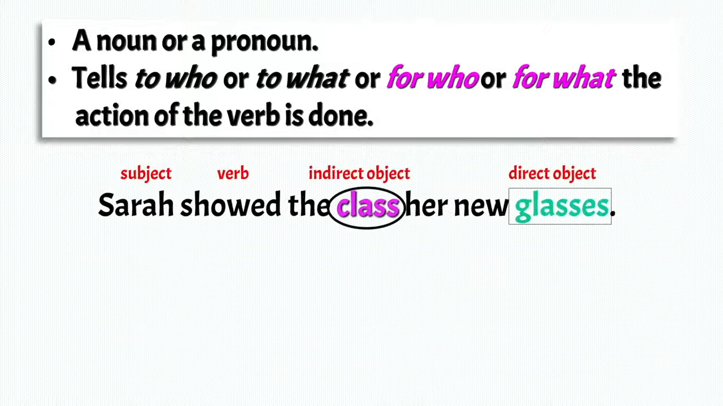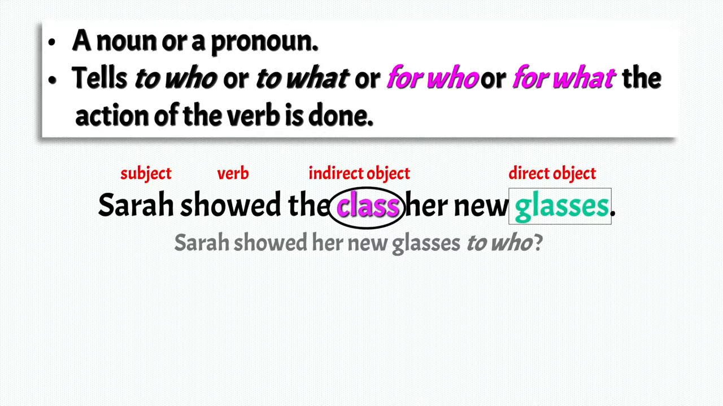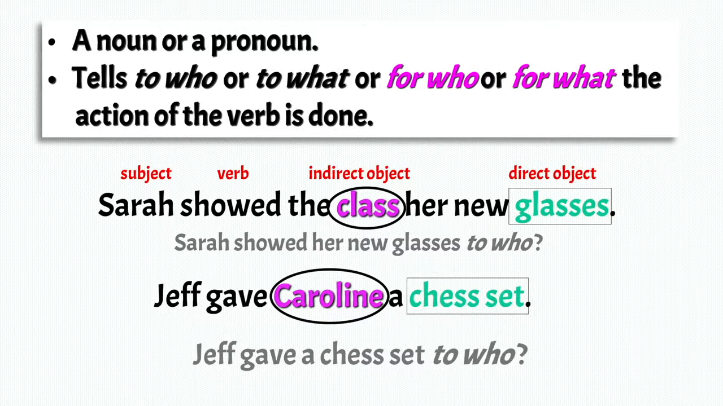Another example. Sarah showed the class her new glasses. So the class is your indirect object. Glasses would be your direct object. So you would ask, Sarah showed her new glasses to whom? To the class. The same with the second example. Jeff gave Caroline a chess set. Jeff gave a chess set to whom? To Caroline. That's your indirect object.